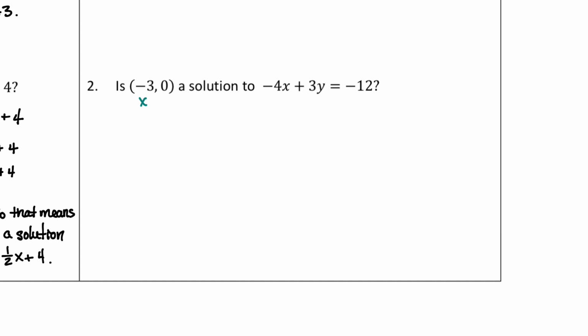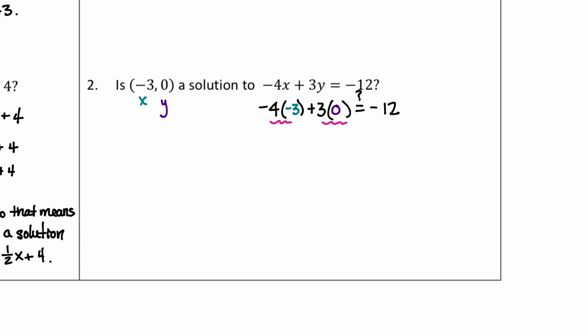So x is negative 3, y is 0. This is in a different format, so let's see what we've got. Negative 4 times x, and because I'm changing colors, I'm going to put them in here in just a minute. Okay, so our x is negative 3, and the y is 0. Is this equal? If it is, it's true. If it is not, it's false. Okay, so multiply these two, and add the answers.